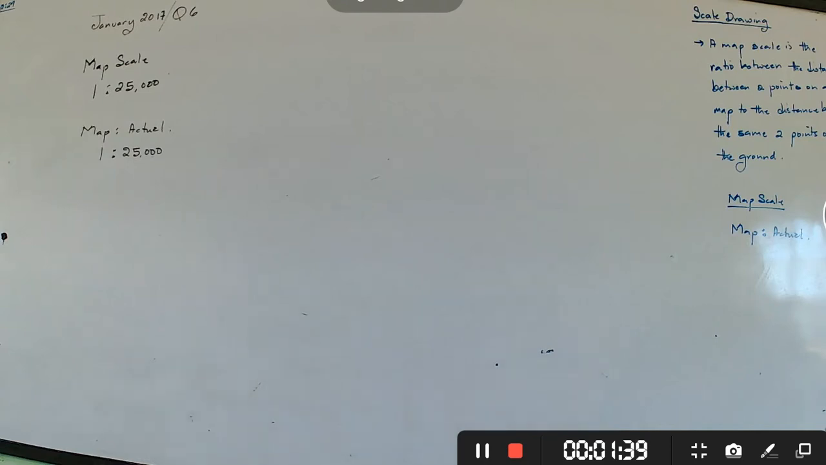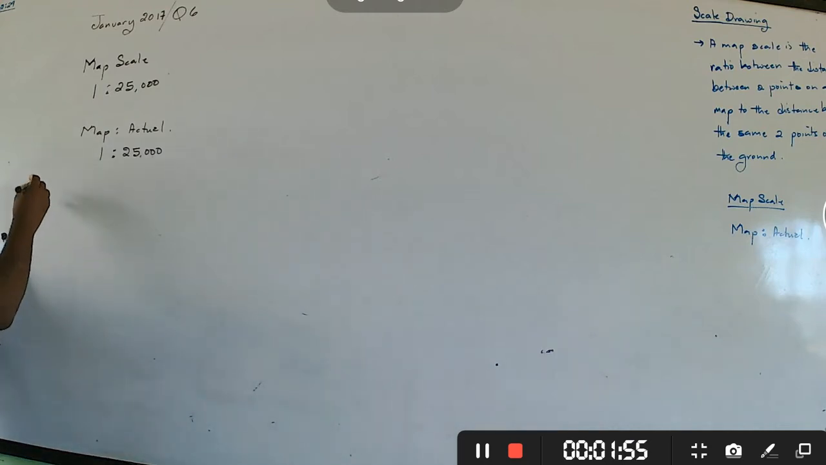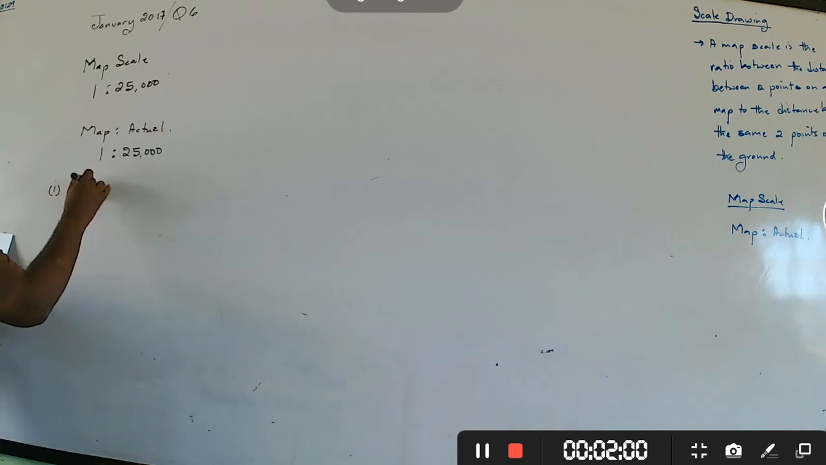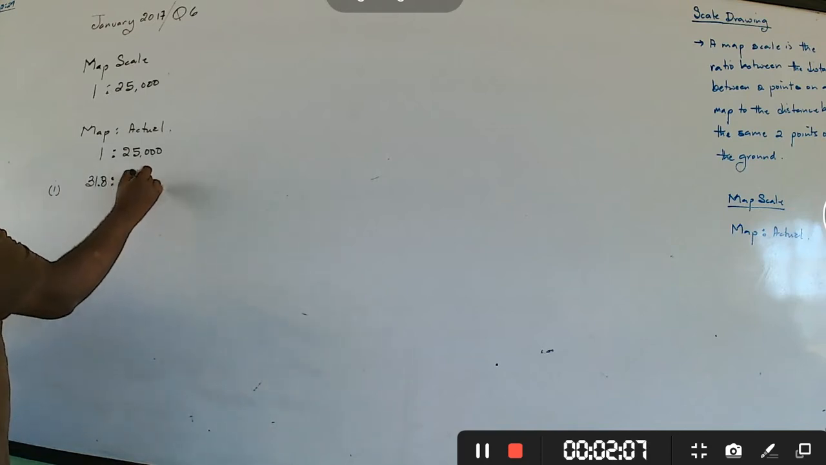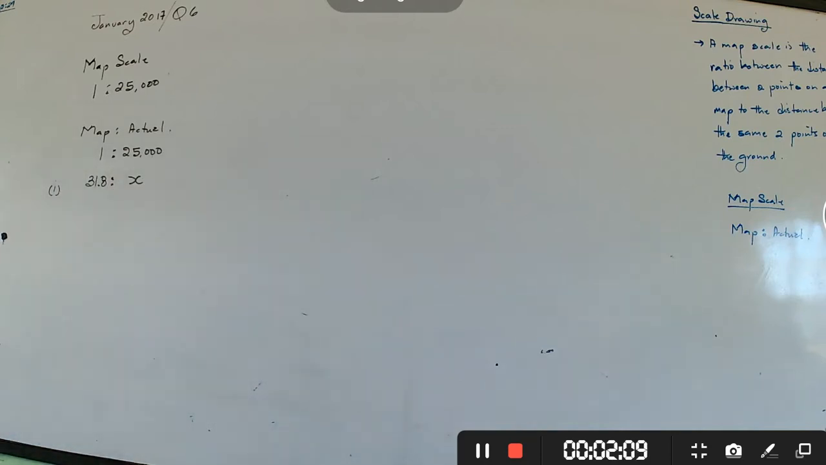Here it is. This says Andelin and Jersey are 31.8 centimeters apart on the map. Determine in kilometers the actual distance between Andelin and Jersey. Here's what I would do. The distance on the map is what? 31.8. I don't know the distance on the ground, so I simply work it as a ratio. Watch me.